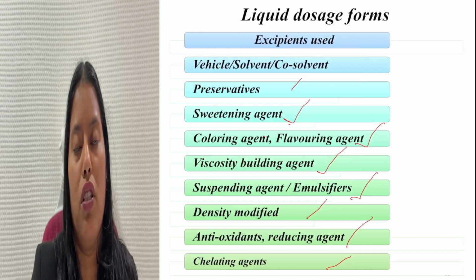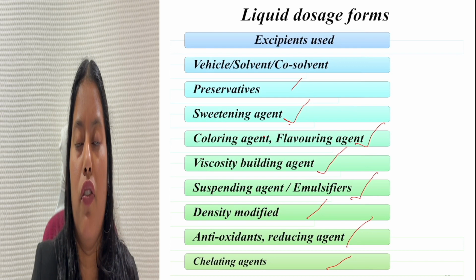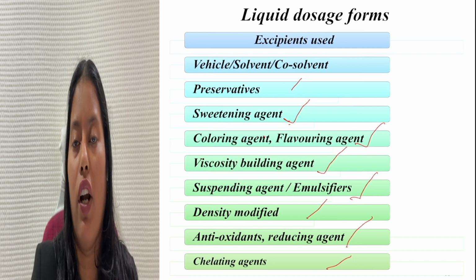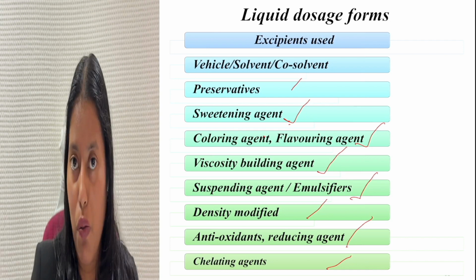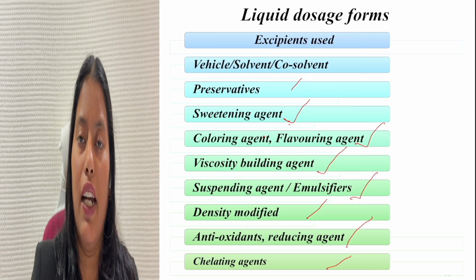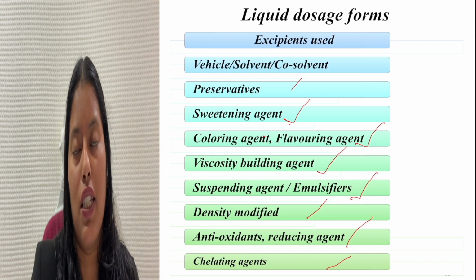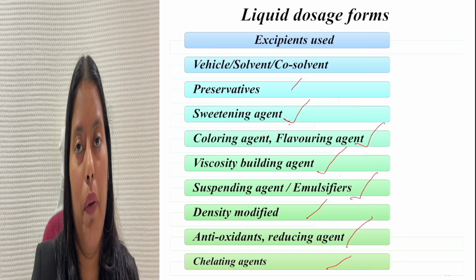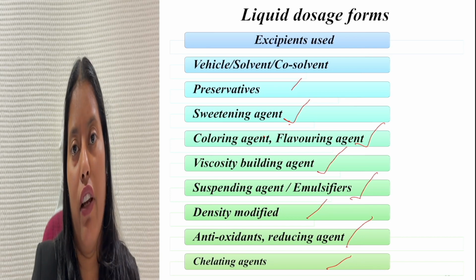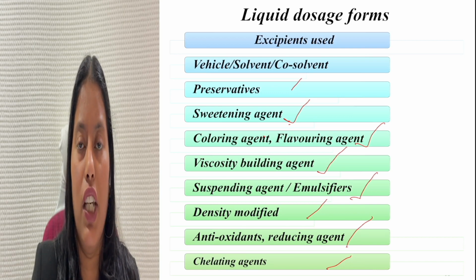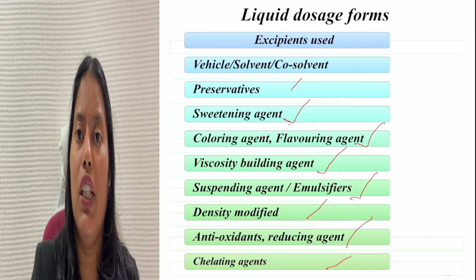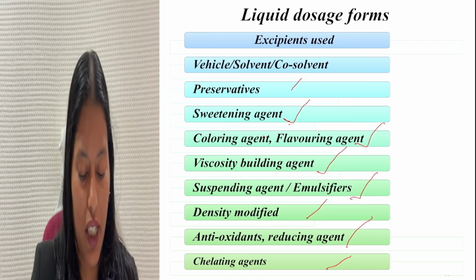As you know, the liquid dosage form you take orally, and compared to solid dosage form, tablet, capsule, the area of contact is more for liquid dosage form. So the taste of drug is more noticeable when it is in liquid form. So to mask the taste, sweetening agents are added, and to increase the patient acceptance or palatability of the prepared formulation, coloring agents and flavoring agents are added. So flavoring agent, coloring agent, and sweetening agents are added into formulation to increase the palatability and patient acceptance.